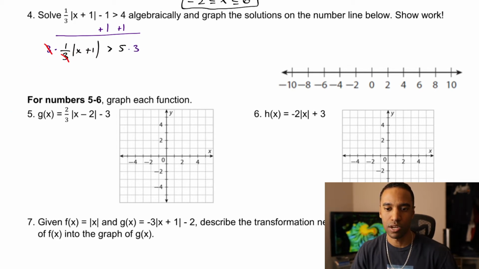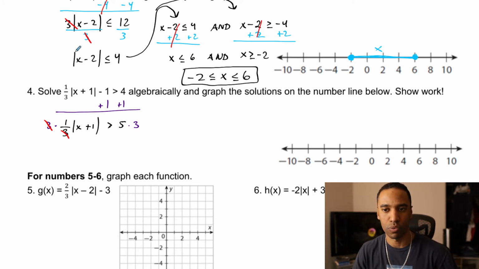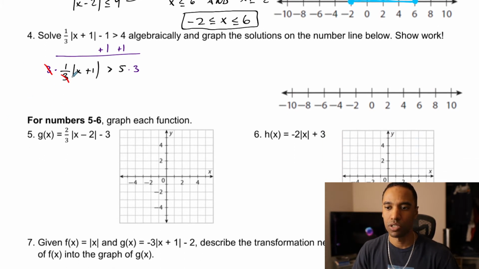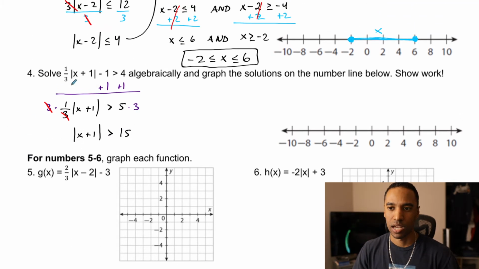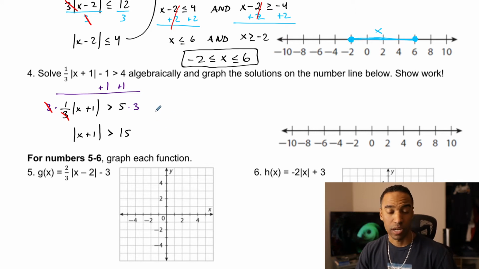3 over 3, just like right here. That's a 3 over 3 right there as well, right? They cancel, fraction be gone, 5 times 3 is 15. So the absolute value of x plus 1 is greater than positive 15. This time it's a greater than in my absolute value, not a less than. So this time it's not going to be an "and," it's going to be an "or."